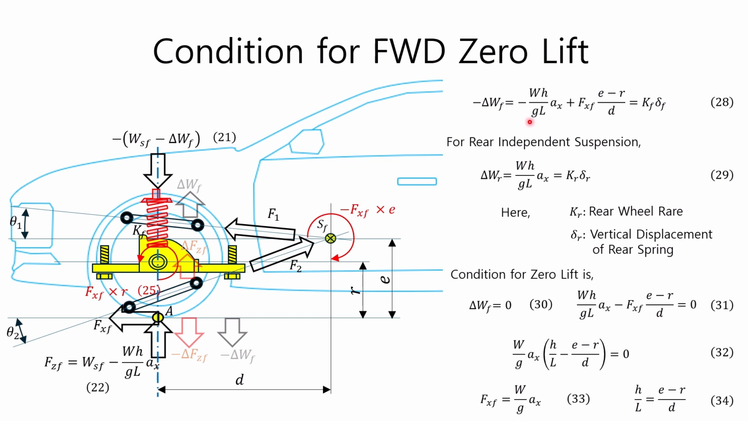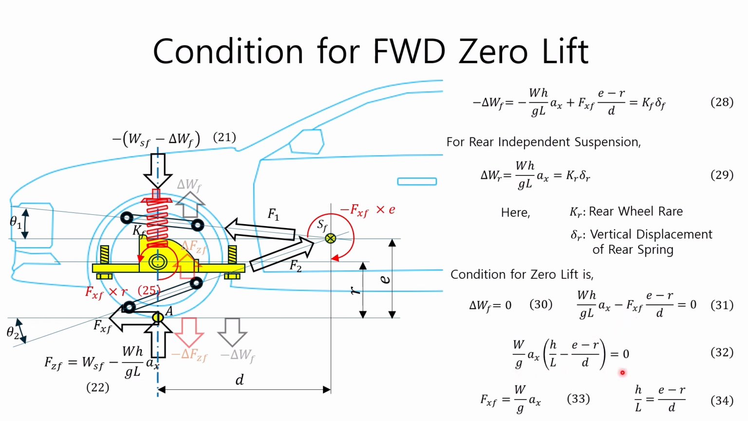For lift to be zero, the force acting on the front springs must be zero, so equation 30 must be satisfied. Therefore, from equation 28, we can derive equation 31. Meanwhile, since the driving force Fxf can be expressed by equation 33, substituting Fxf from equation 33 into equation 31 and rearranging yields equation 32.